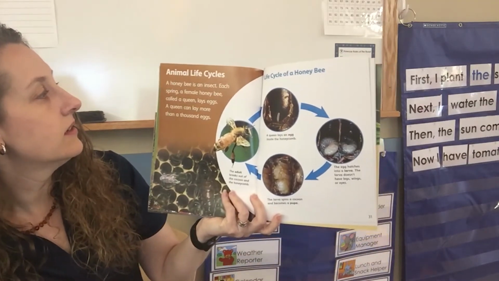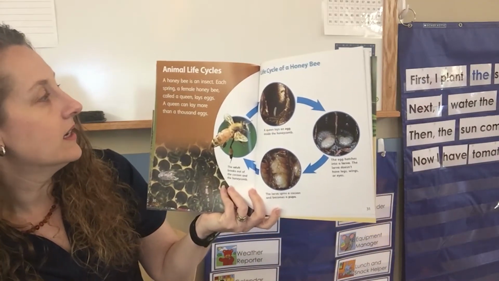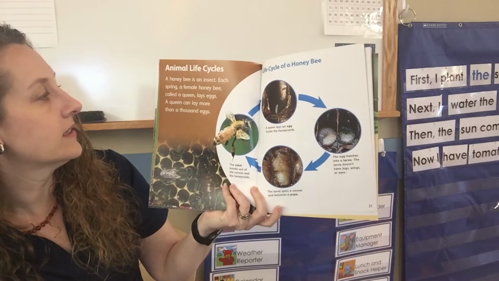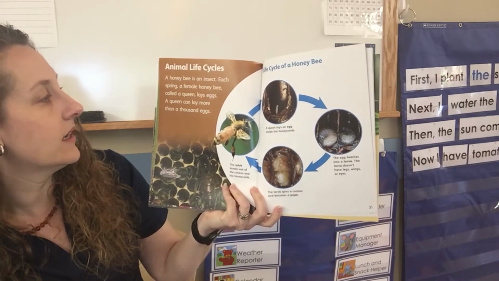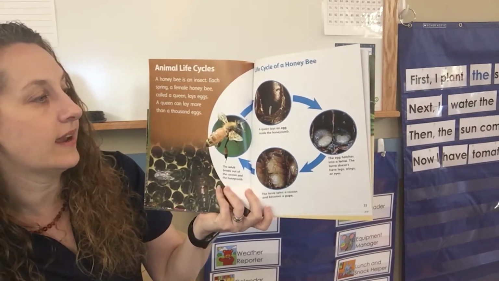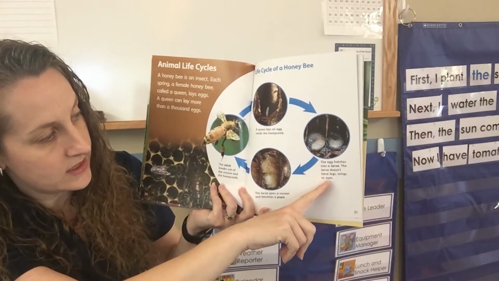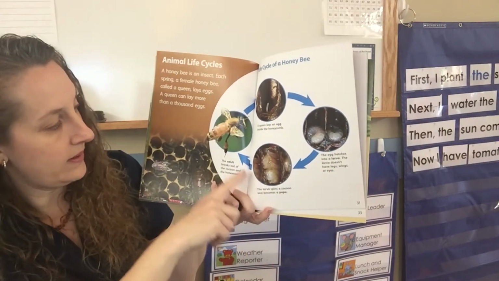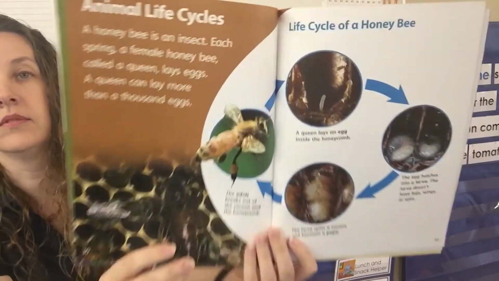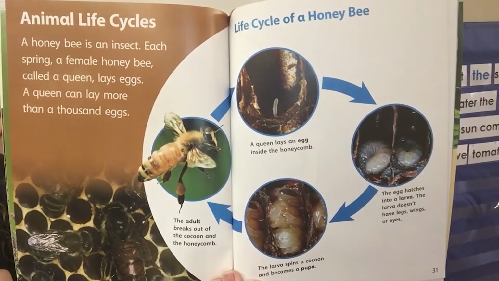Animal life cycles. A honeybee is an insect. Each spring, a female honeybee called a queen lays eggs. A queen can lay more than 1,000 eggs. Okay, so the queen lays the egg, then it hatches into larvae, then pupa, and then adults. Almost like a butterfly.